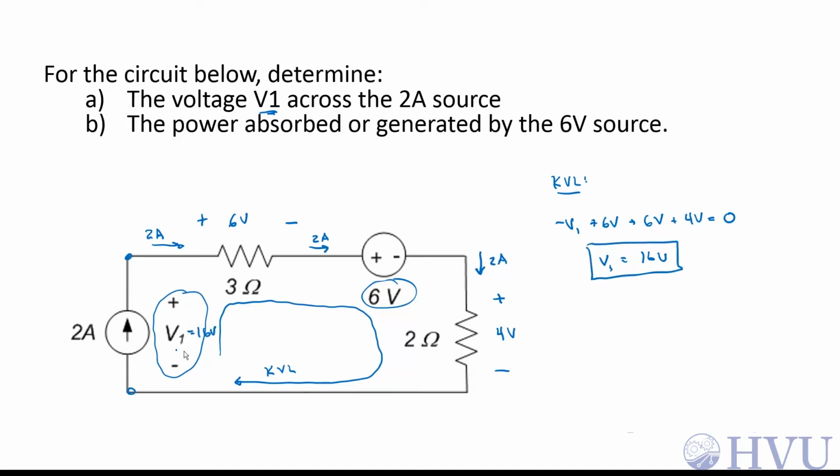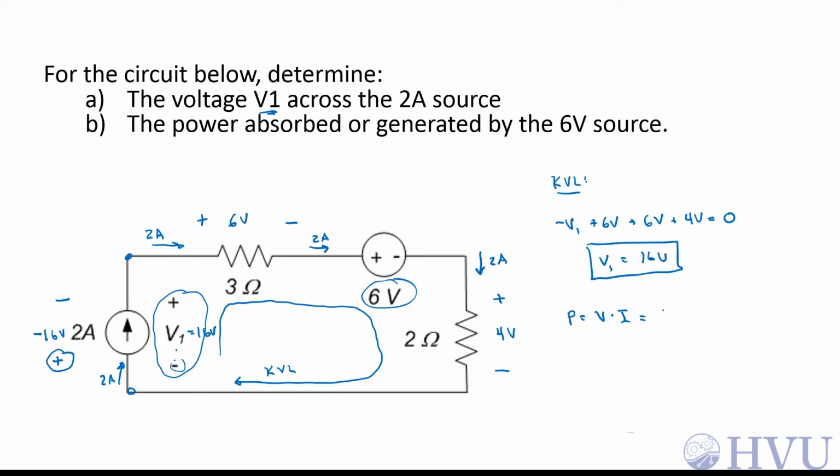To find the power for a source, power is equal to voltage times current. I can't use I squared R or V squared over R because that isn't a resistor. So I have 2 amps going this direction, which is entering the negative voltage terminal. If I change the polarity on this voltage, I end up with a negative 16 volts. So now 2 amps is going into this positive voltage terminal, and I can just multiply the two together.